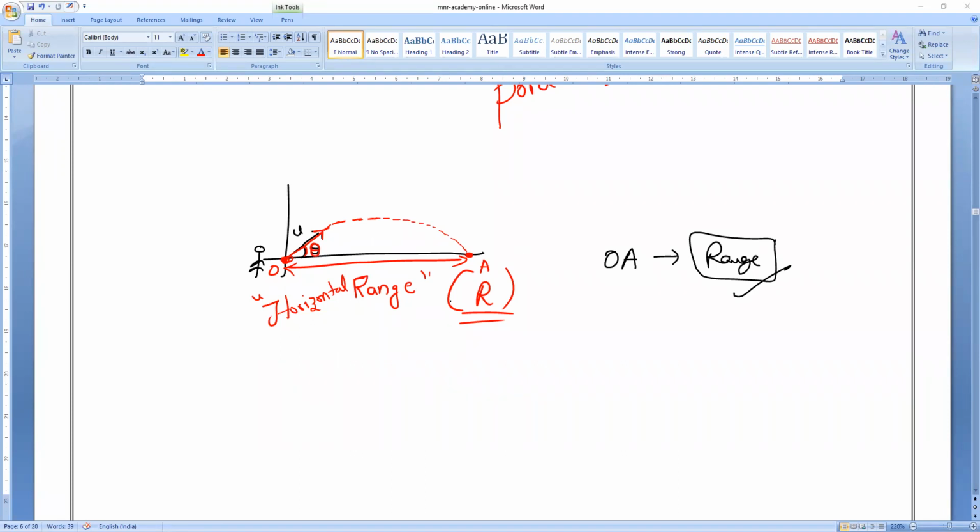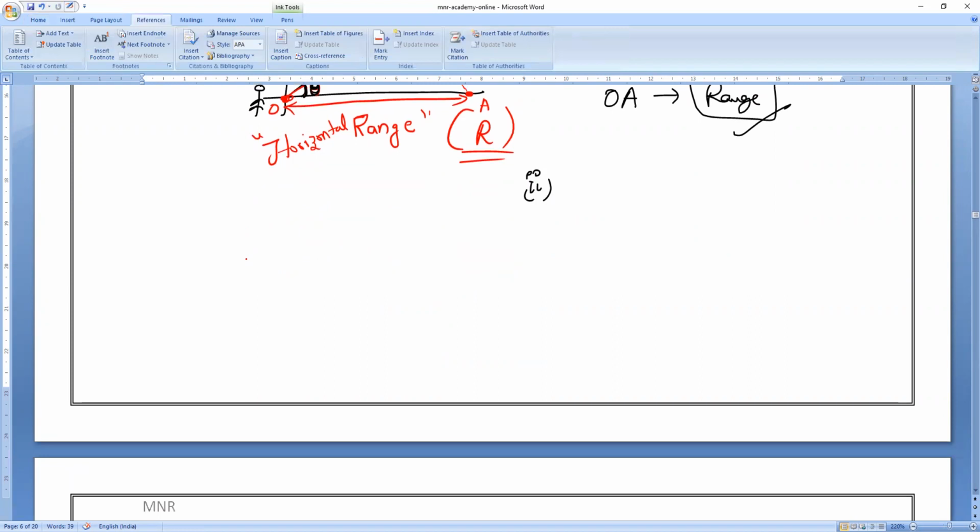Second point. This horizontal range depends on something. Can you tell me what that is? Everybody, very important. Theta. For example, all of you observe very carefully. One boy makes a theta, let me take, for example, 30 degrees.